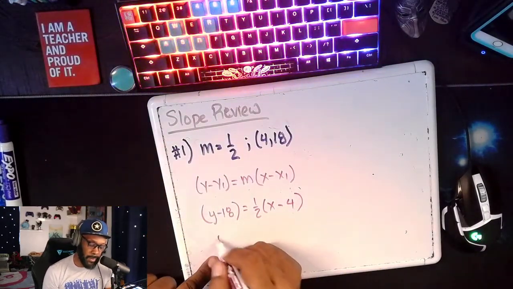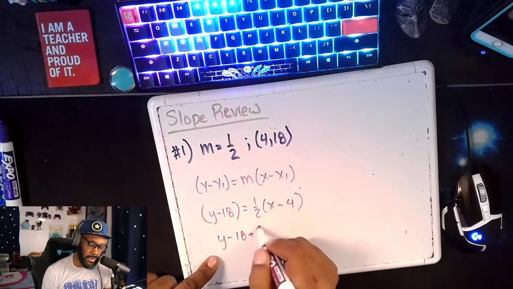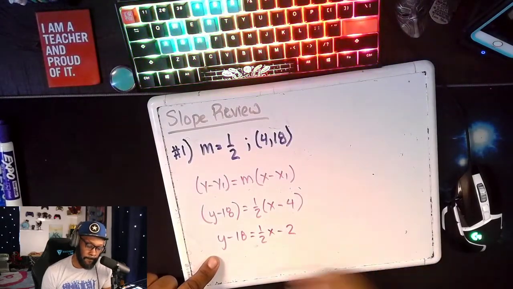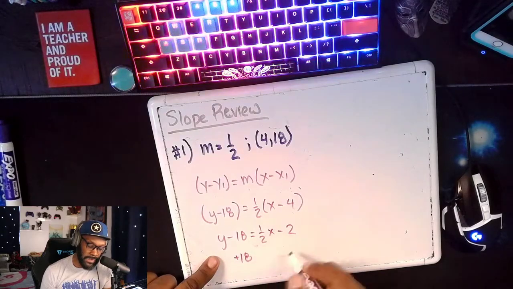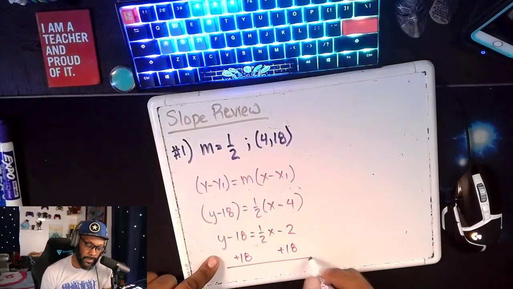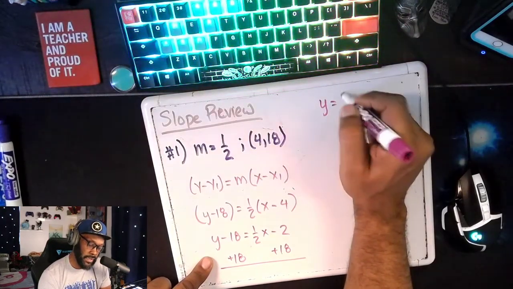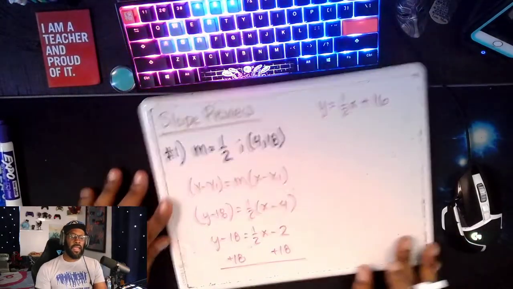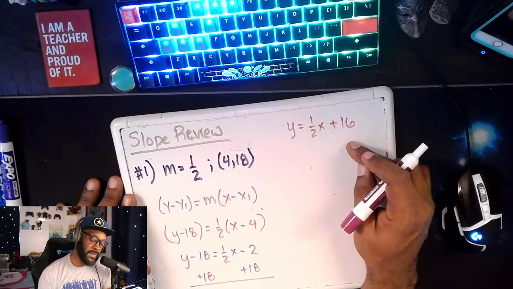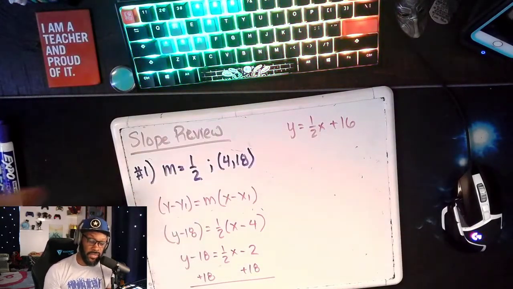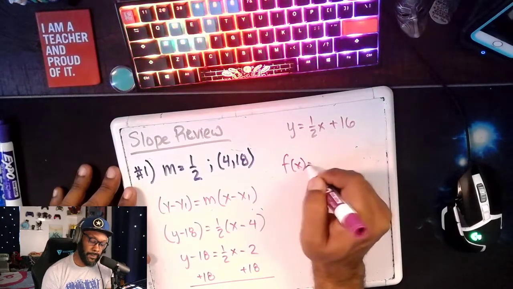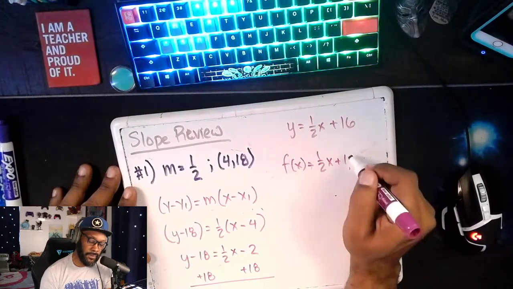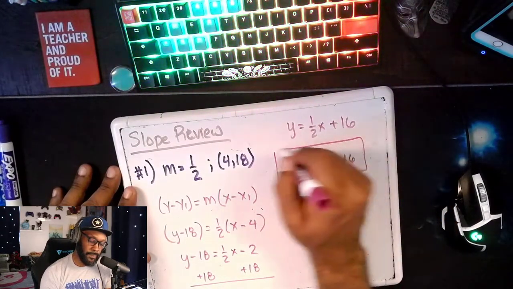I'm going to do some distributive property here. Y minus 18 equals 1/2 x minus 2. Going to go ahead and add that 18 on both sides. Y is going to equal 1/2 x plus 16. And here I have my slope intercept form, my y equals mx plus b form. And if I were to write this in function notation, there's our answer.